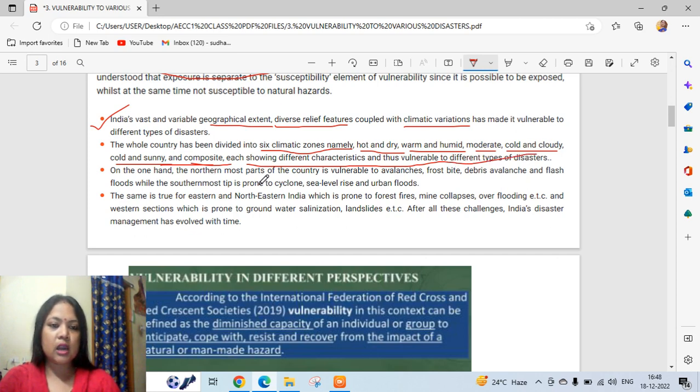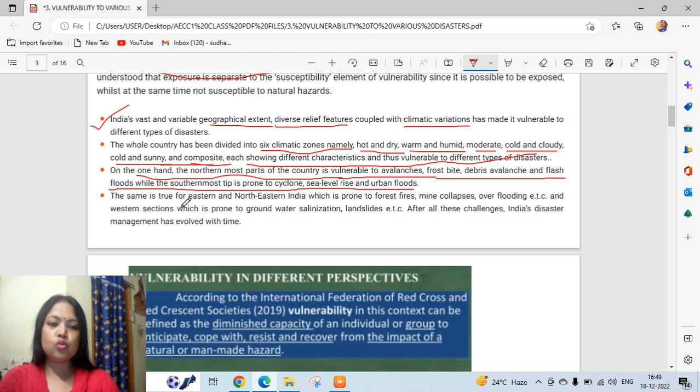On the other hand, the northernmost part, meaning the north part of our country India. Which states are there in the north part? Like the Himalayan region, then New Delhi, all these are situated in the north part of our country, isn't it? Those areas are vulnerable to frostbite, avalanches, debris avalanches, Uttarakhand flash floods. Then the southernmost tip is prone to cyclones, sea level rise and urban floods.